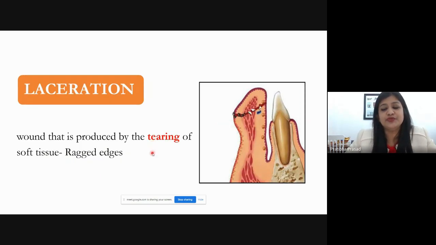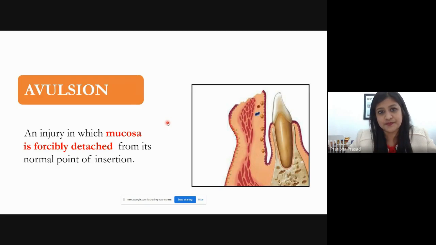Laceration is produced by tearing. It's like a cut of the soft tissue, as you can see here. Maybe some sharp object has entered. Maybe there was a trauma, and that's how there is a tearing of the edges of the soft tissue.